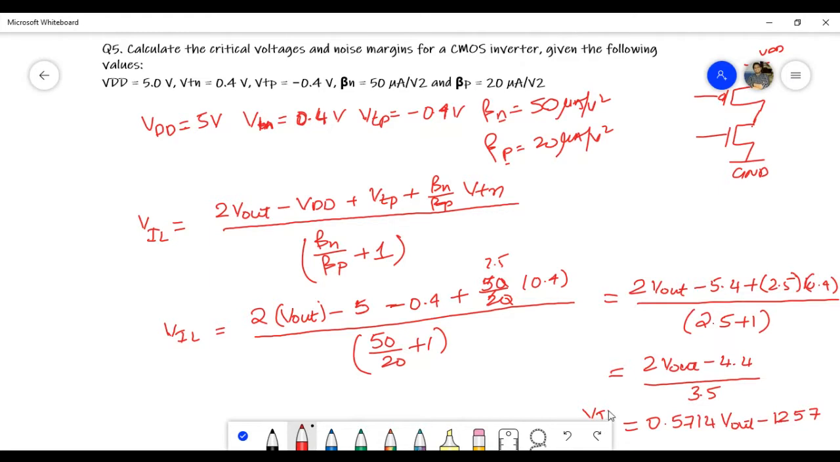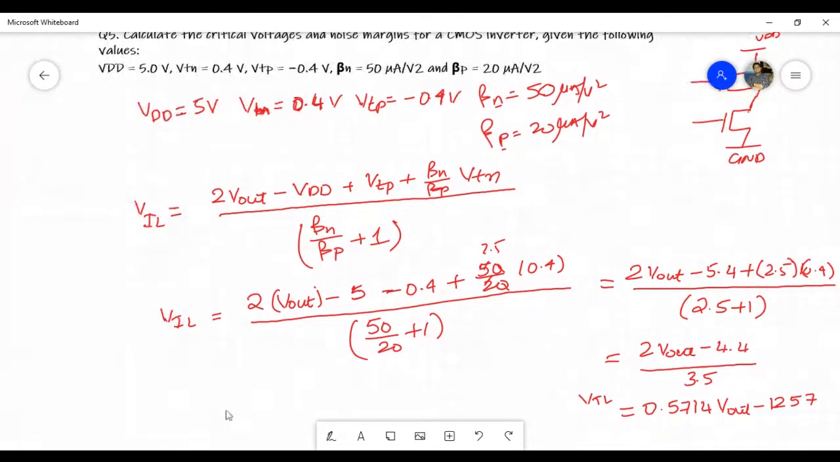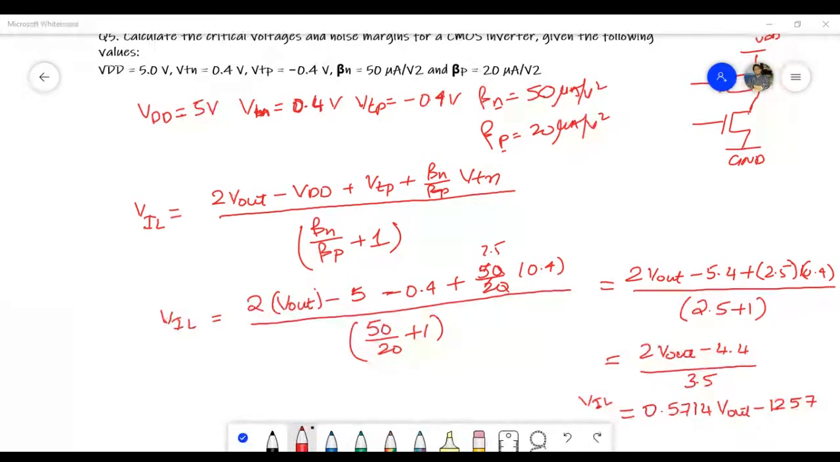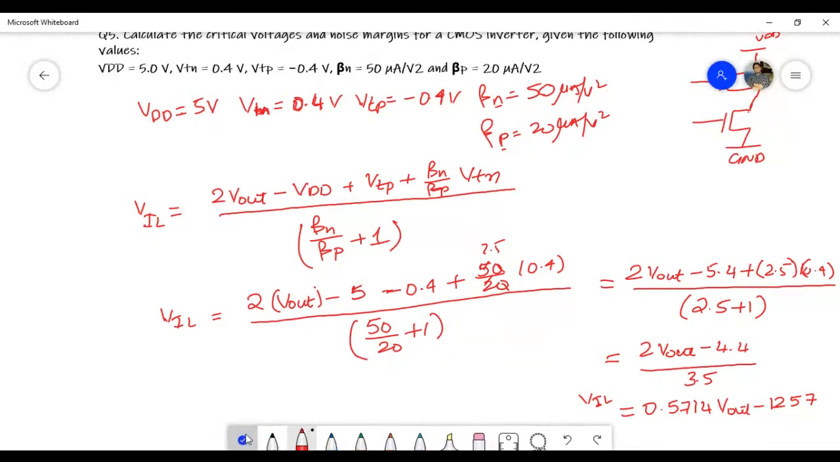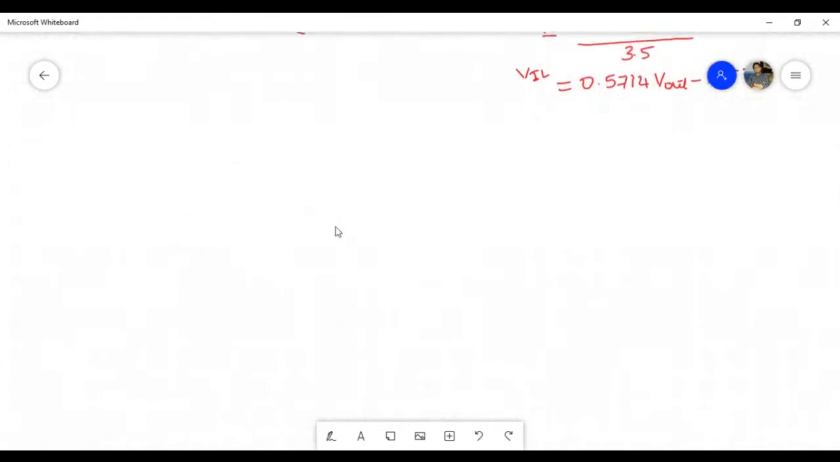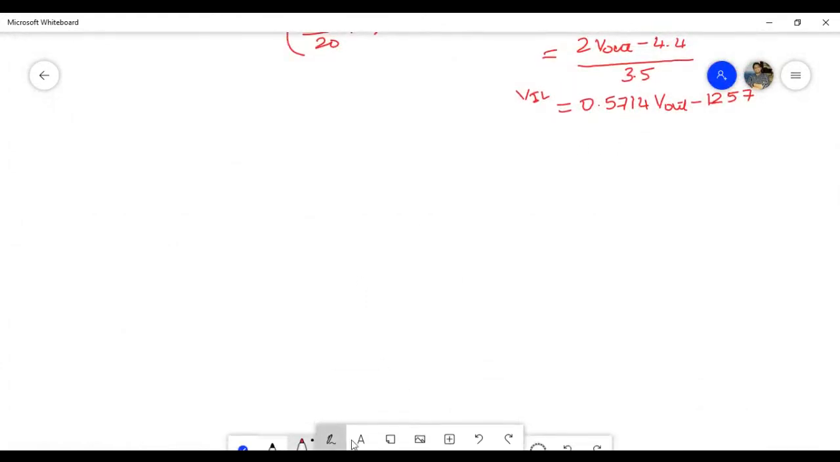So this is V I L. This is V I L. Okay. Take the picture. I will proceed to the next page. So just remember this is our VIL. Okay.